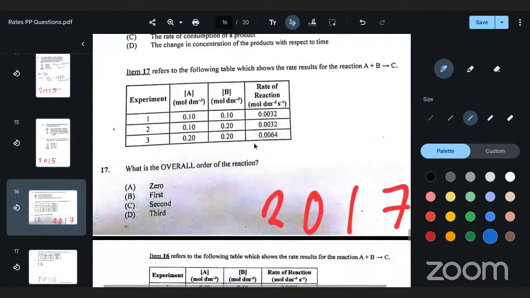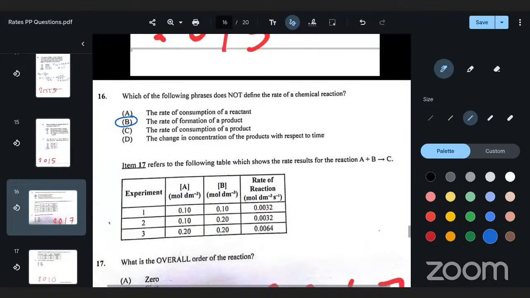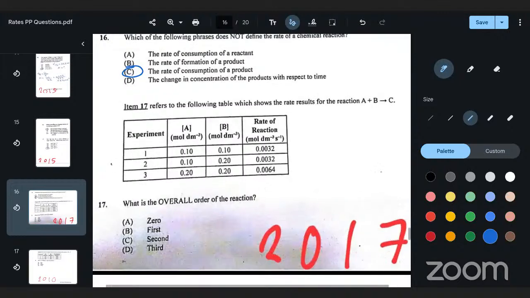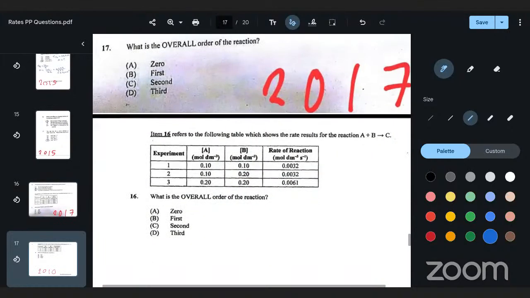Wait, that one was actually C, the rate of consumption of product. Yes. Thank you. That's why it's good to be careful. And nothing has changed in this, so it is still first order.